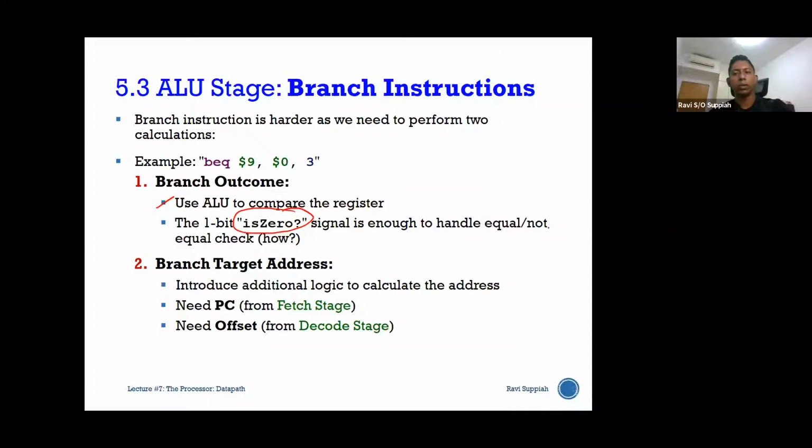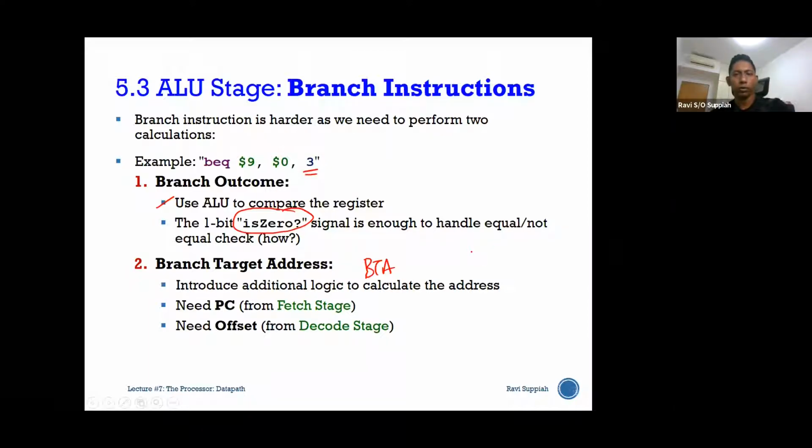Okay, so equal or not equal check. We can decide by using the E0 signal, and then we also need to calculate the branch target address. This is also the short form we call it BTA, the branch target address. The branch target address is basically your PC plus 4 plus the offset over here. So we need to take this offset.